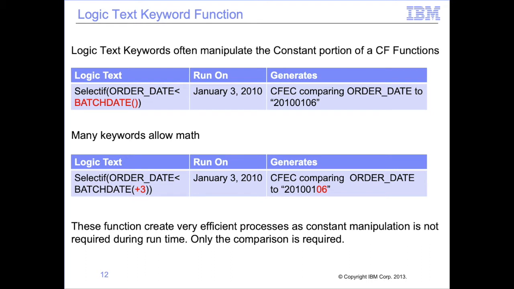Many of the keywords allow math. For example, if the batch date contains a +3 inside the parentheses and were run on the same date, the constant would be 2010-01-06 rather than 03. These functions create very efficient processes as constant manipulations are not required during runtime. Only the comparison is required.